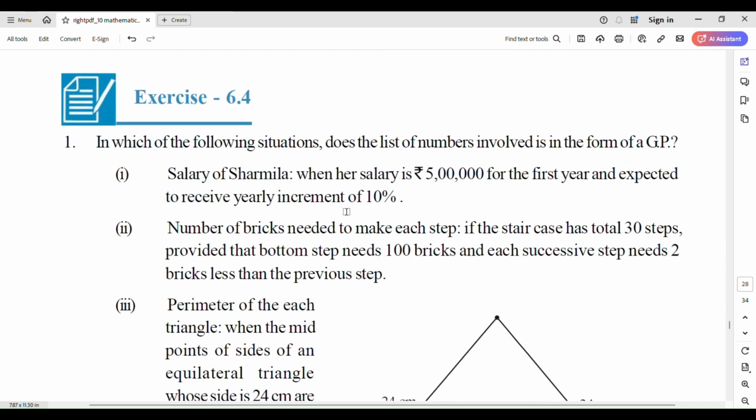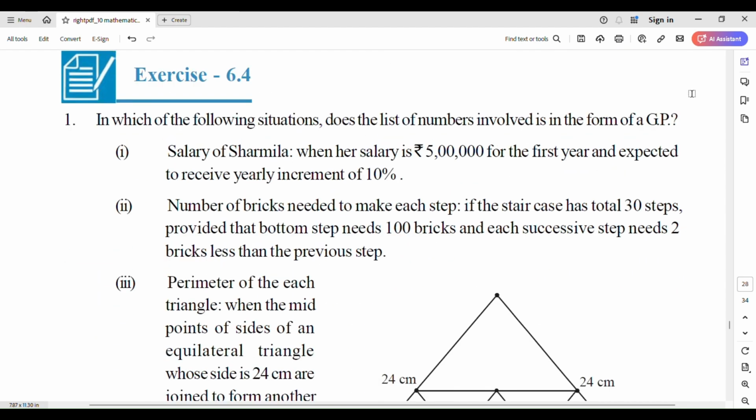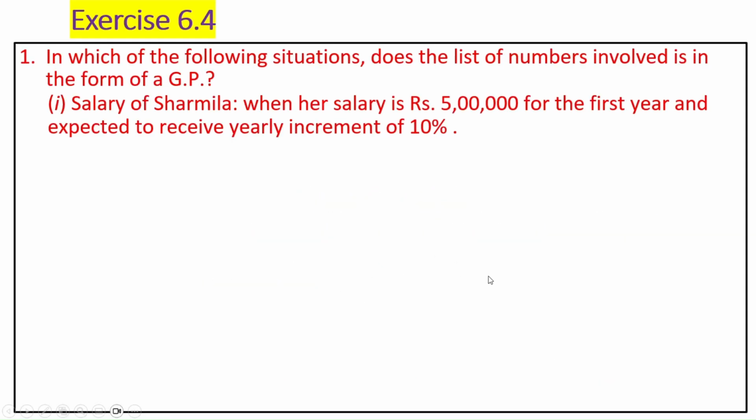Okay, now let's go to exercise 6.4. In which of the following situations does the list of numbers involved form a GP? Okay, geometric progression. The first one is the salary of Sharmila.